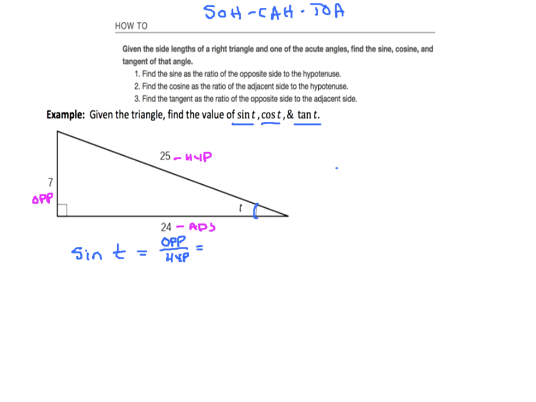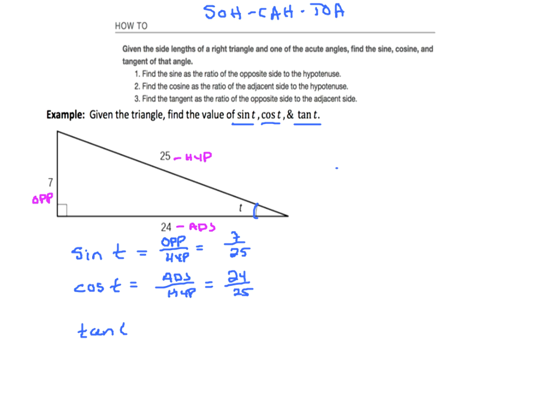So the sine of t is given by opposite over hypotenuse. That is just 7/25. That is the measurement of that function. Cosine of t is adjacent over hypotenuse, and my adjacent side is 24, my hypotenuse is 25, so 24/25, almost 1.